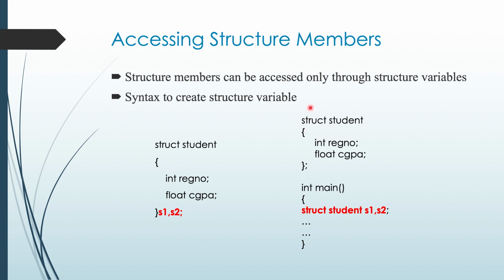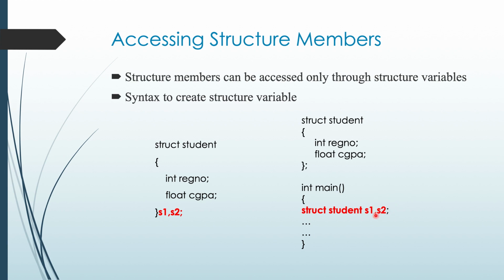Here, before the main function, I have to define the structure: struct student, int ration number; these are the members. Then inside my main function I have to declare the structure variable in this way: struct, that is a keyword, then the structure name, that is student, then S1, S2, whatever number of variables you want to declare, that can be declared.